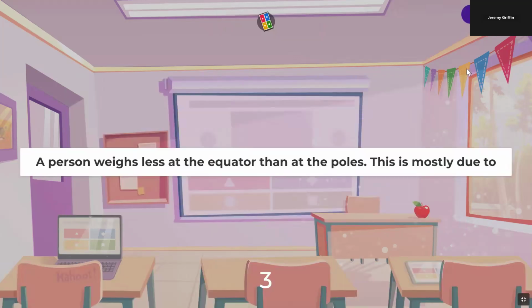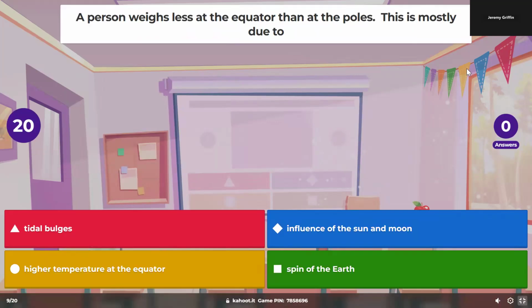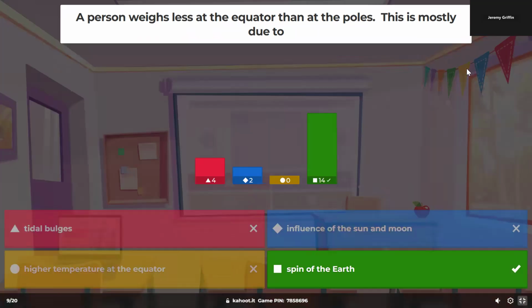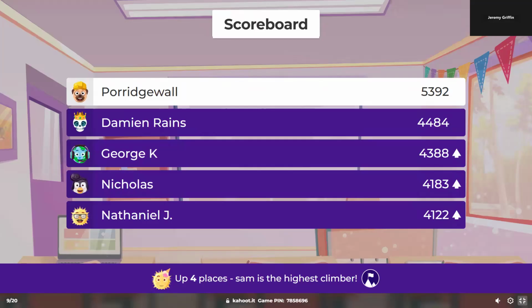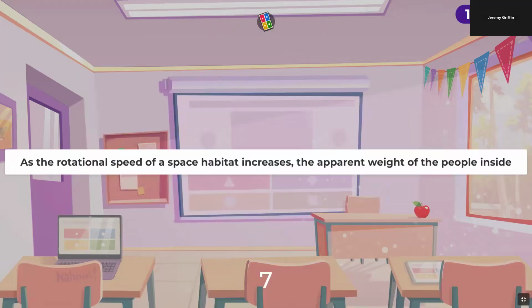A person weighs less at the equator than at the poles. Mostly why? This would be a good one to calculate too. I wonder how much less you would weigh. Okay, so you guys are on the concept. Stand on the North Pole, stand on the equator. It's a little bit of a difference. I wonder how much. I might calculate that with you guys after this Kahoot.